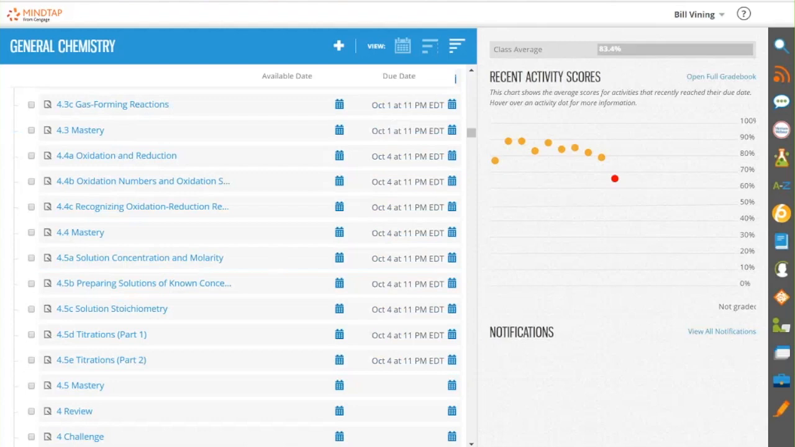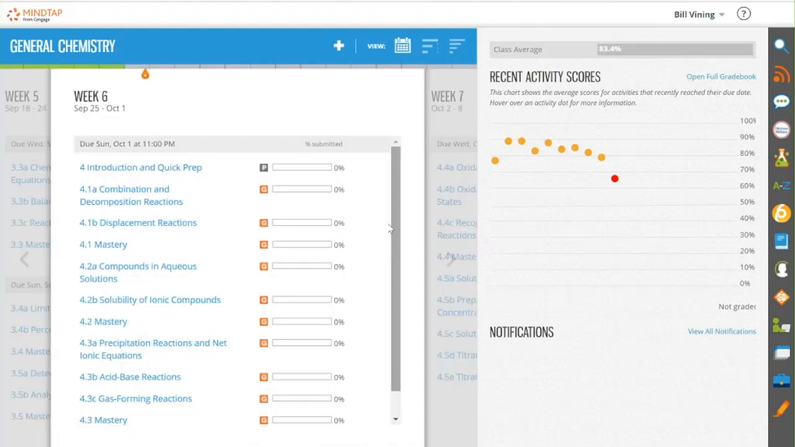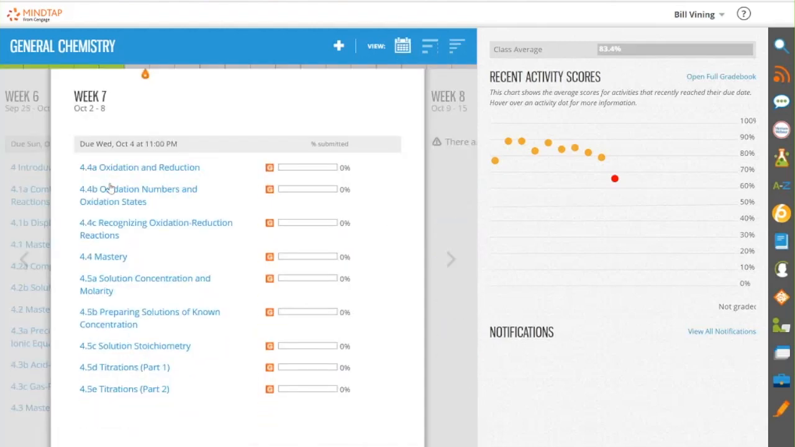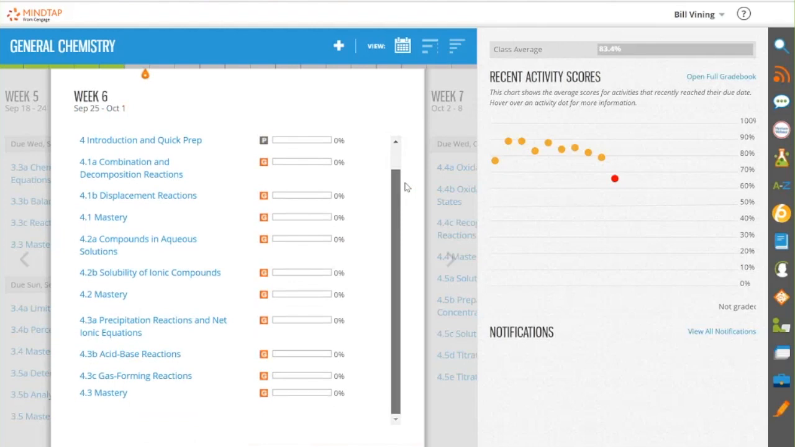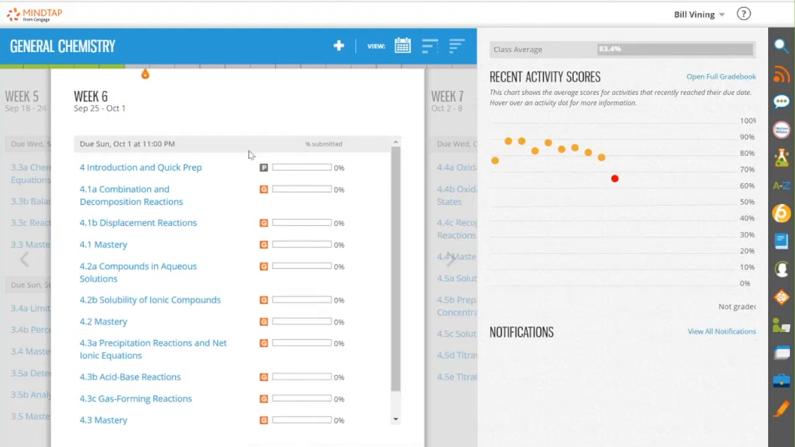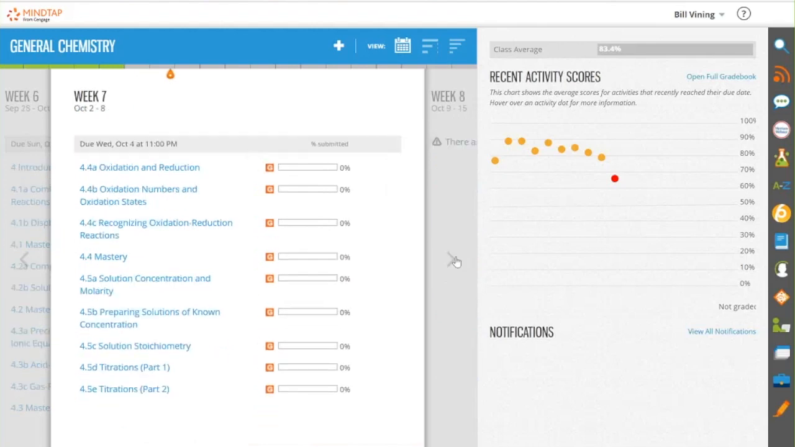And if I go back to the date view here, now when I go to next week, I see that my October 1st ones are due on Sunday, October 1st. And on October 4th, I have the rest of Chapter 4 due. So that's how you assign things.